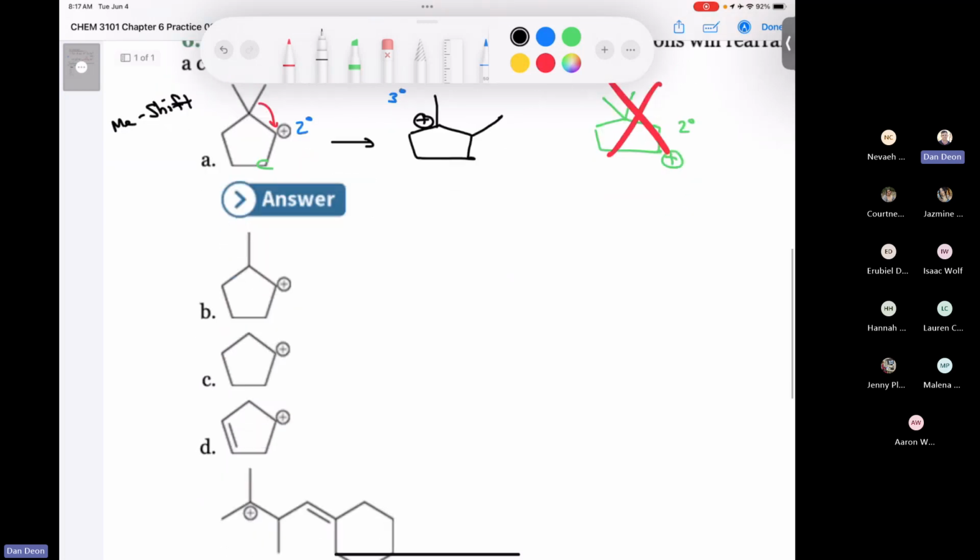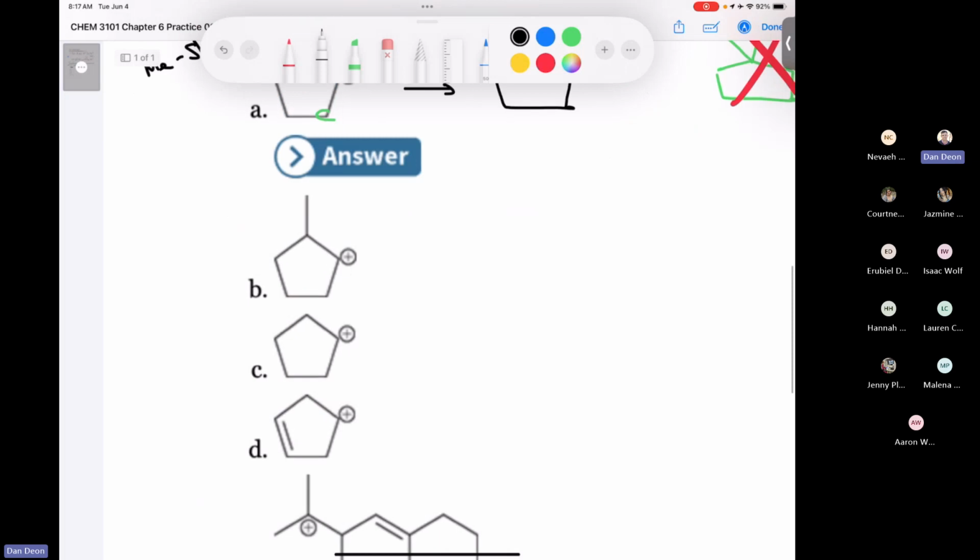What about B? In B, we have a secondary carbocation. Debating that. Would this one undergo a carbocation rearrangement? Is it possible that it would rearrange to give you something more stable? Would that happen in this case? Anybody? Yes. Okay, good.